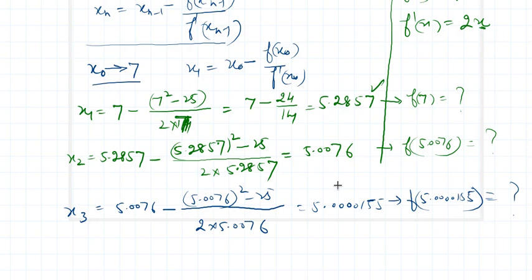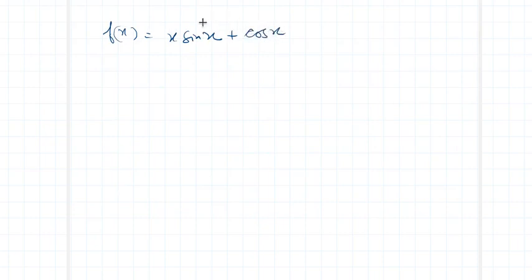So this is one problem. There is another problem. It's not a simple polynomial, but it is a little bit different. So let us try to do that. The function which is given to you is this one. f of x is equal to x sin x and cos x, and we have to find the zeros of it.